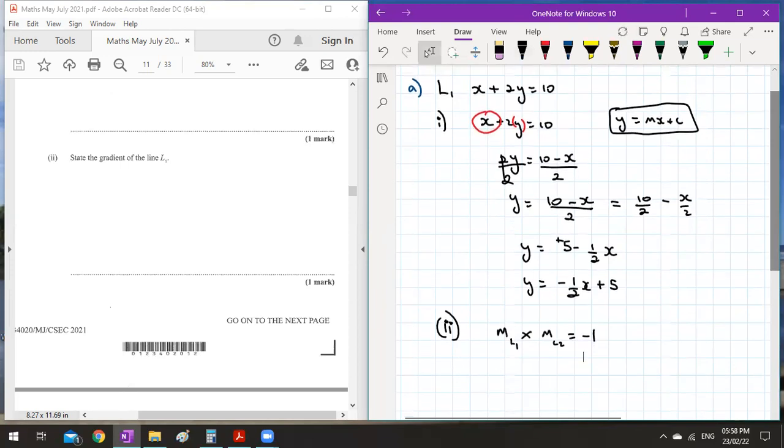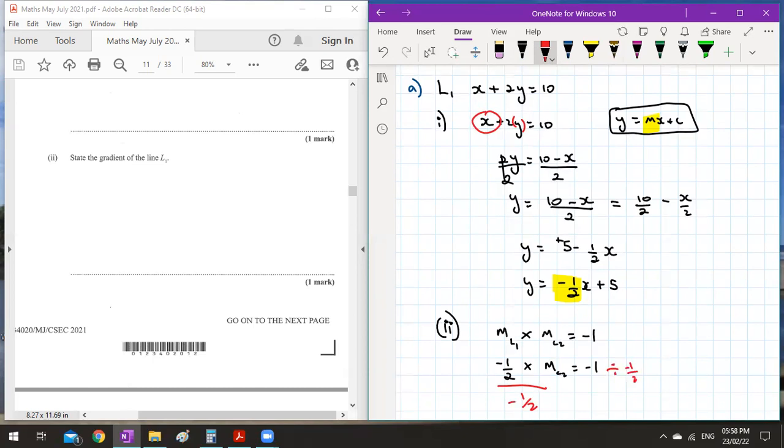Right? Now, what is the gradient of line 1? The m value from your general form. So your m value for line 1 is -1/2. Multiplied by m for line 2 is -1. You're going to divide, because the opposite of multiply is divide. So you're going to divide by -1/2 from both sides.